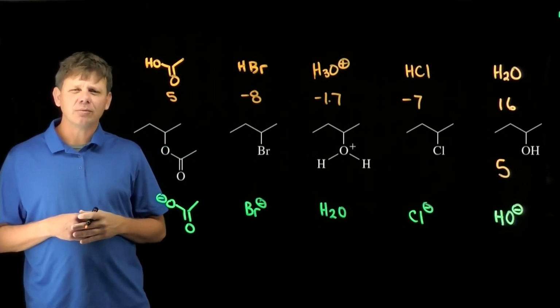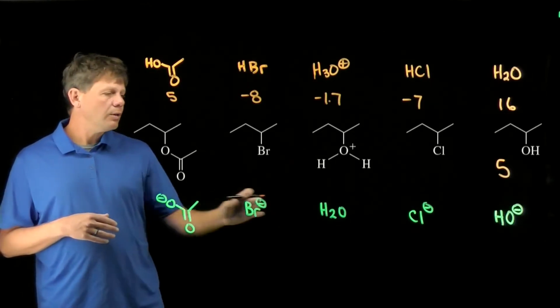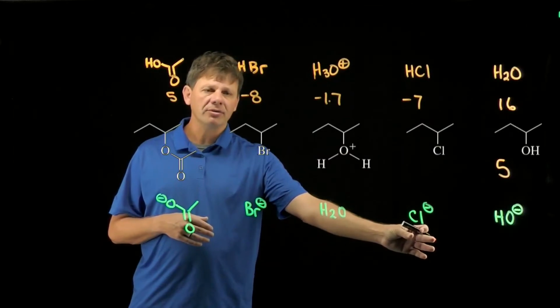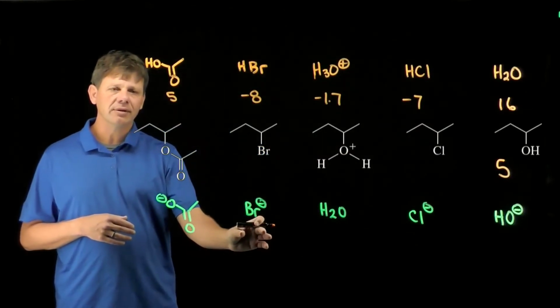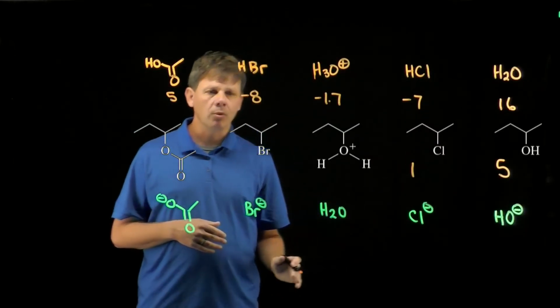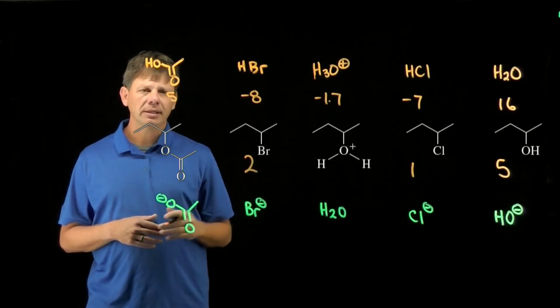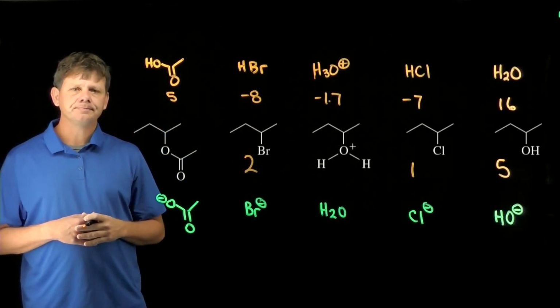Since we're doing an SN1 reaction, we'll assume that we're going to be in a protic solvent, in which case chloride in a protic solvent is going to be a slightly better leaving group than bromide in the protic solvent. So this one will be number 1, the one with the chloride leaving group. The bromide leaving group will be 2.